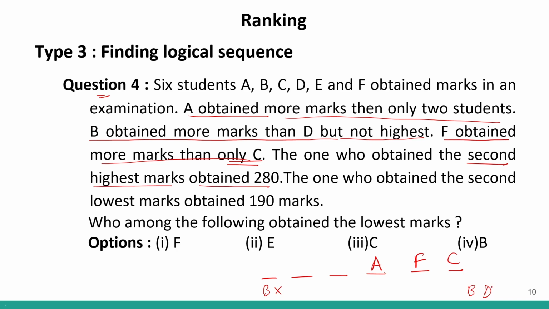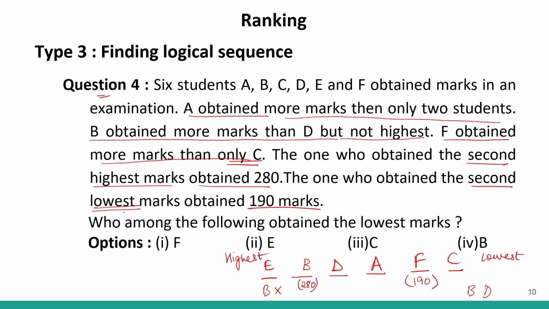So B, D is remaining. B cannot come here. That means B and D will come here. And the only person remaining is E. So E will come over here. Now it tells us that the one who has obtained the second highest. So over here we have the highest marks. And over here we have the lowest marks. Correct? So the one who has obtained the second highest has obtained 280. So B has obtained 280. And the one who has obtained the second lowest marks has obtained 190. Second lowest is F. So F has obtained 190.